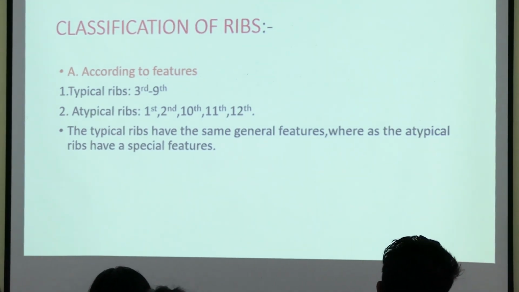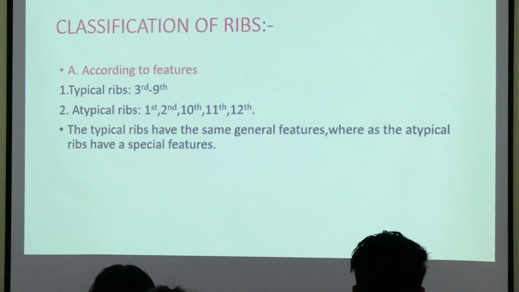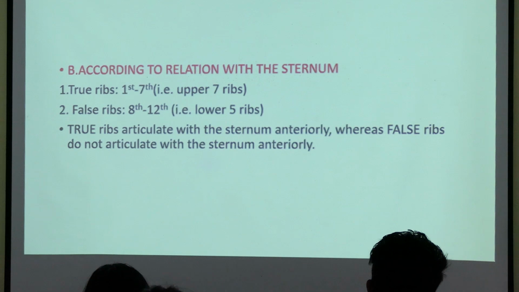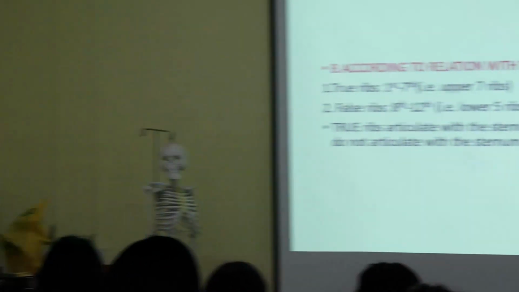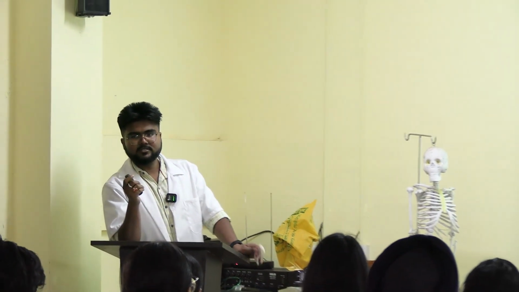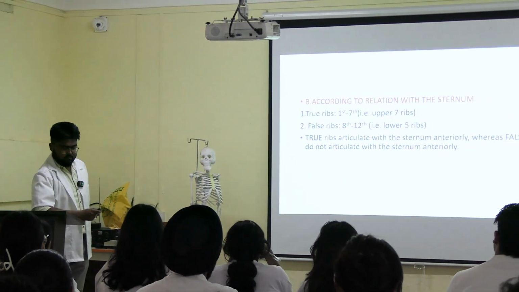Always remember the typical ribs have similar features, but the first, second and 10th, 11th, 12th do not have similar features. They have some different features. Next, according to the relation to the sternum, the first 7 ribs are directly attached to your sternum, so they are the true ribs. Then ribs 8 to 12 are false ribs, because they do not directly attach to your sternum bone.